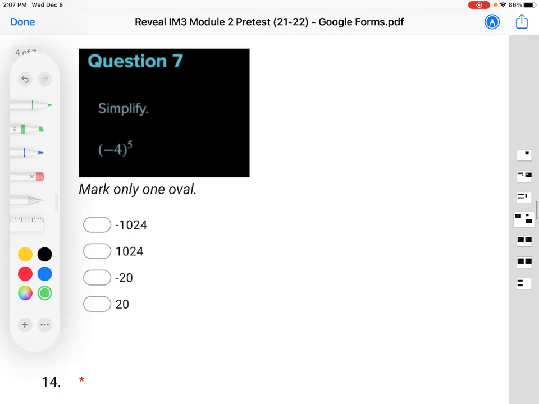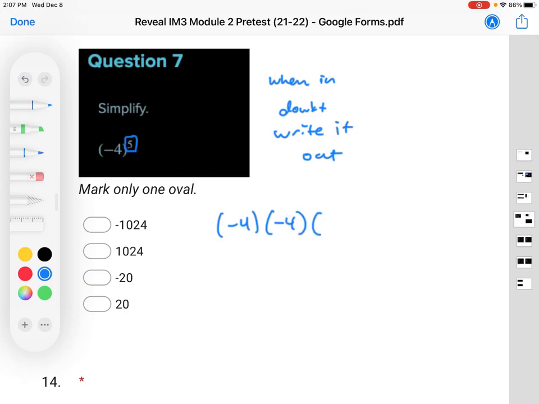Number 7, you have negative 4 to the 5th power. Dr. Berger was his name, and he said, when in doubt, write it out. I loved it so much. And this includes exponents. So you have 5 of them, right? You know, it's Christmas time, and so this is how I order 5 of those for my kids. Well, that means there's 5 of the negative 4s.